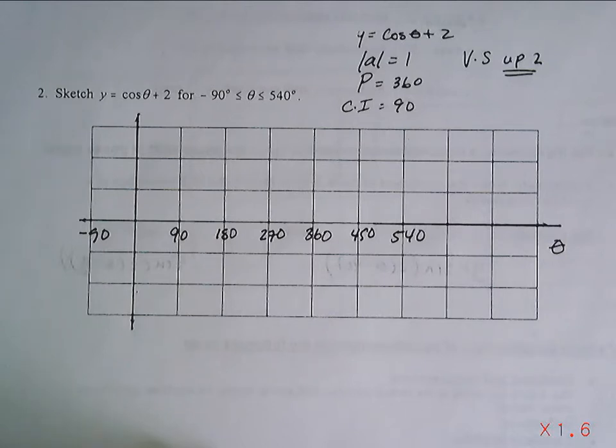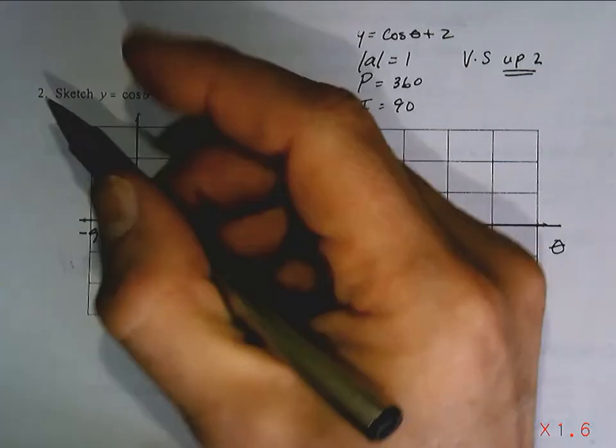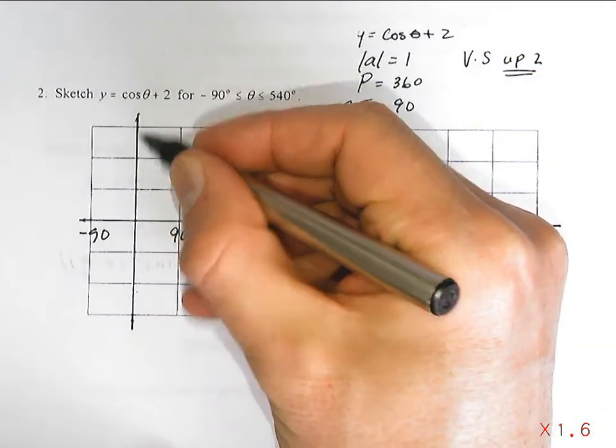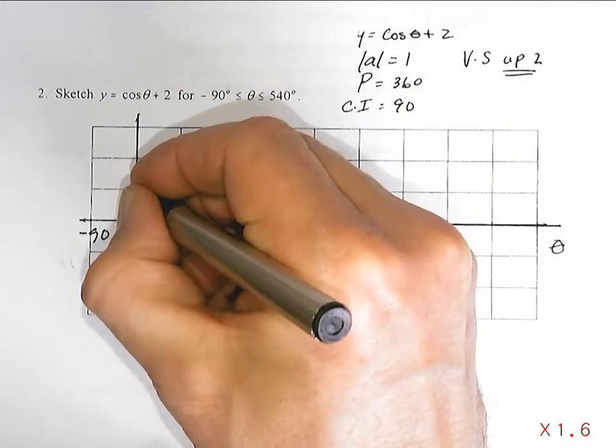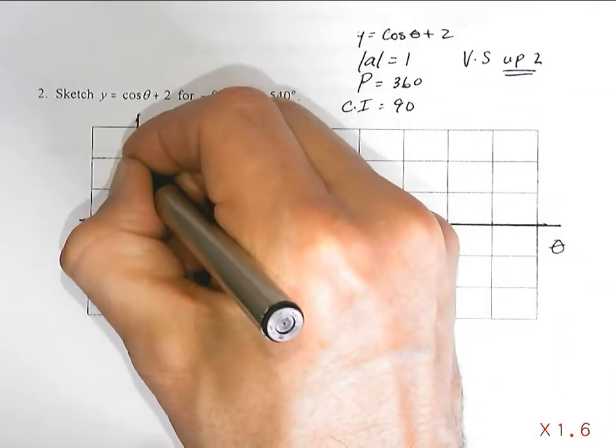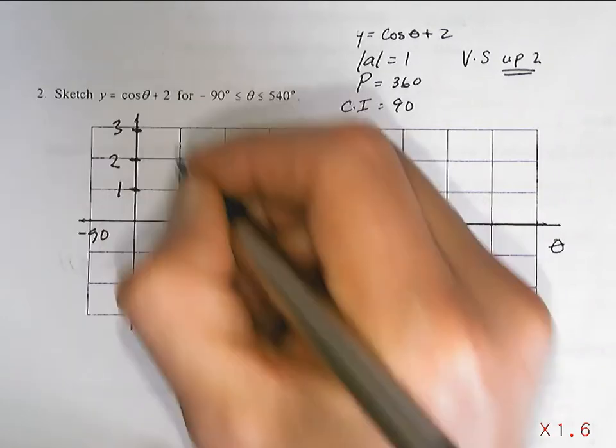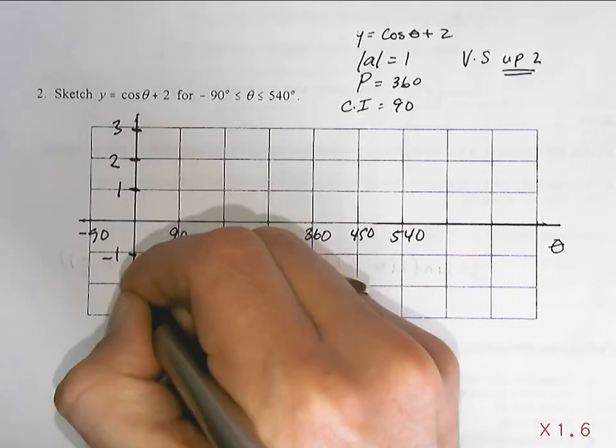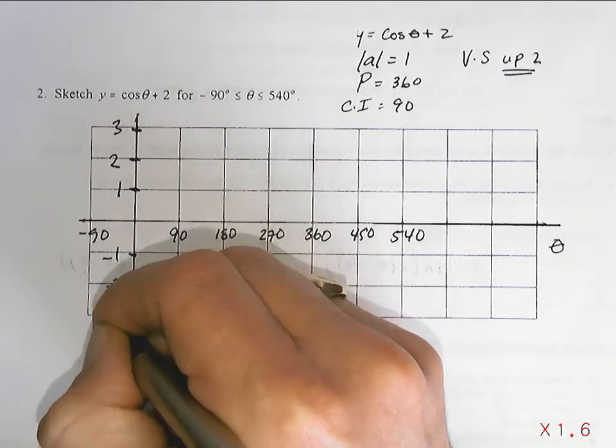Notice I want to be able to go up to 1. But then after that, I need to be able to shift the whole thing up 2 more. So I better not put 1 here. Maybe I should put 1 here so I can see 2 and 3. Negative 1, negative 2, negative 3.